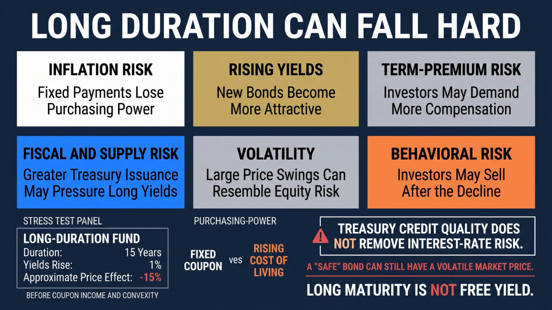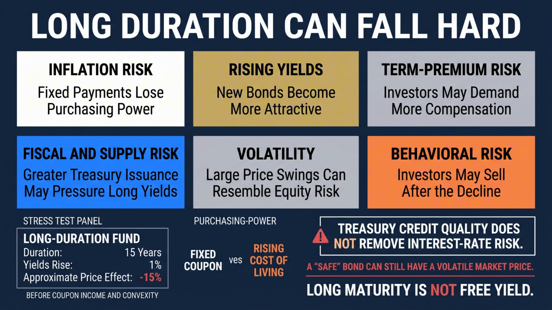Investors may then demand higher yields to compensate for the loss of purchasing power. When new market yields rise, existing long-term bonds with lower coupons become less attractive, causing their prices to fall. The term premium creates another risk. Investors may demand additional compensation for lending money over several decades because future inflation, growth, and monetary policy are uncertain.